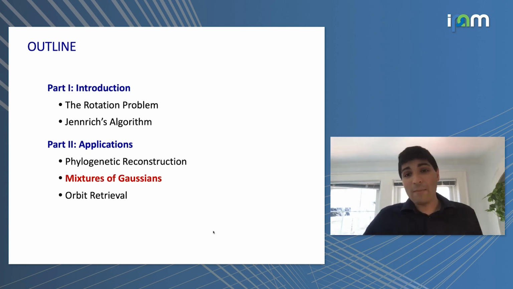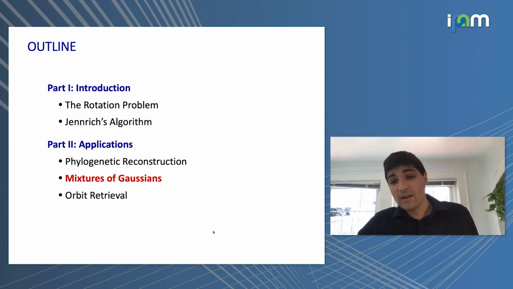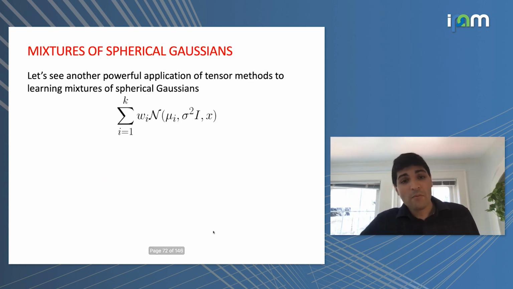Let's talk about another application that's near and dear to my heart, a problem that comes up a lot in machine learning and data science, which is the problem of learning a mixture of spherical Gaussians. There's a long line of work on these things, but I'm just going to focus on the one part that's most relevant for tensor decompositions.